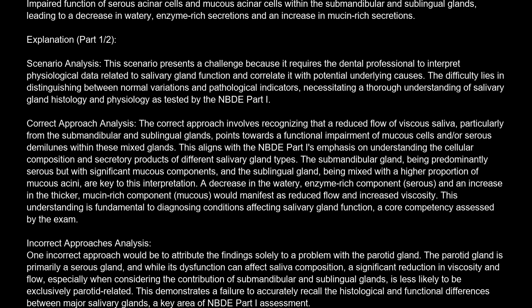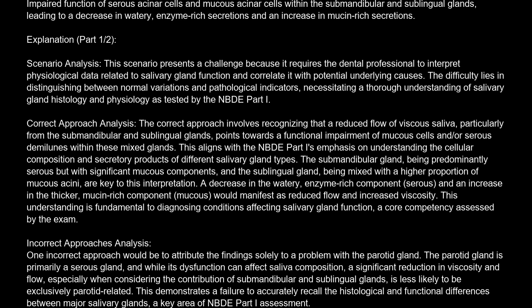This aligns with the NBDE Part I's emphasis on understanding the cellular composition and secretory products of different salivary gland types. The submandibular gland, being predominantly serous but with significant mucus components, and the sublingual gland being mixed with a higher proportion of mucus acini, are key to this interpretation.